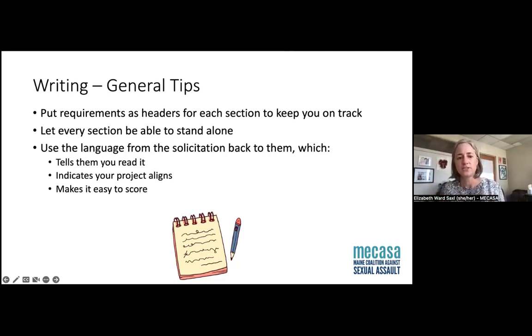Use the language in the solicitation back to them. They say, "Please describe the geography of your community." You say, "The geography of our community is," and that helps the grant reader check the box: did they do this thing? If you start with, "Maine is a beautiful place that's full of mountains and coastlines. In fact, the coastline is longer than California's when you take into consideration the tidal zones," they're going to be like, "This is lovely. I don't know what's going on." We know that we're talking about the environment in which we live and work, and that's an important factor. Yeah, they don't know that though. So be really careful. It tells you to read them, and it makes it easy to score. So great.